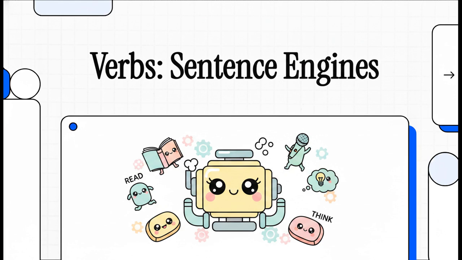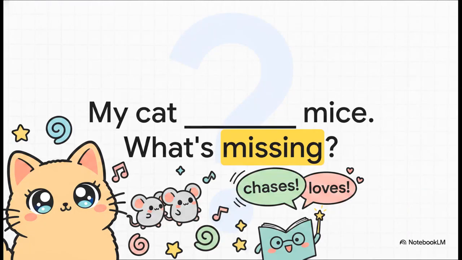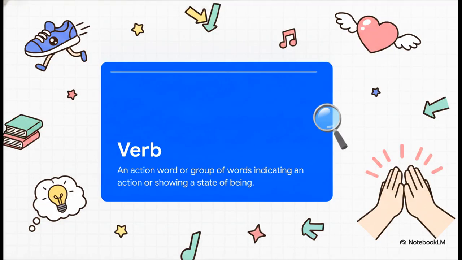So let's get started. Take a quick mental look at this sentence. My cat blank mice. Well, what's missing? If we just say, my cat mice, it makes absolutely zero sense, right? It falls completely flat. But drop in a word like chases or loves, and boom, the sentence instantly comes alive. Without verbs, our sentences completely fall apart. Okay, let's dive into this.